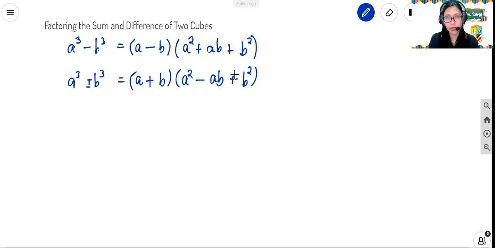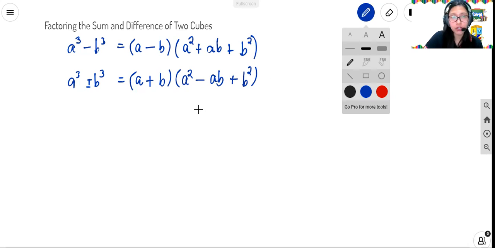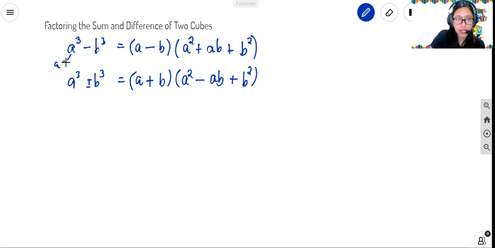But this time, minus between a squared and ab, and plus between ab and b squared. So again, the cube root of a cube is a, the cube root of b cube is b. So this is the pattern that we will be using in order to factor the sum and difference of two cubes. Let us practice with some examples.